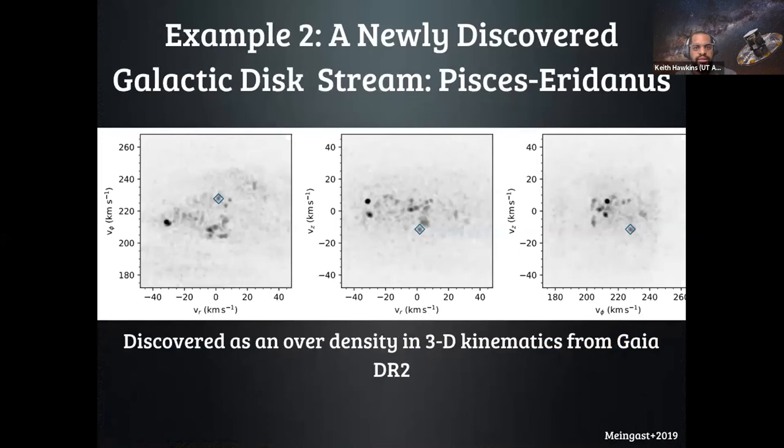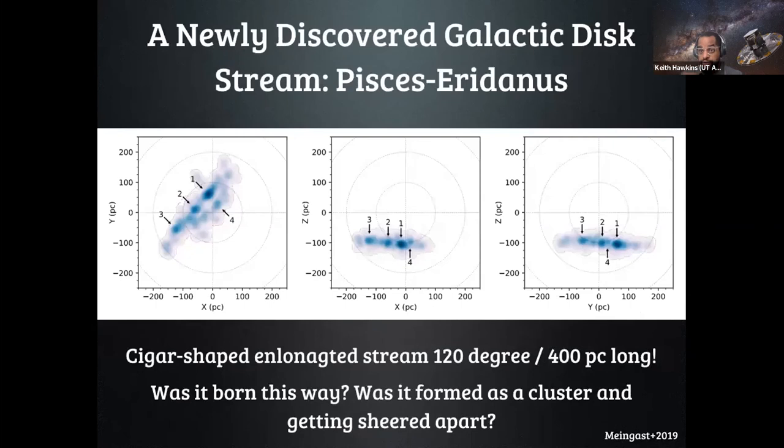The second example I'll give in the last couple of minutes here is something that we've been working on just now, and that is on these young stellar streams that are being discovered in the galactic disk. We're using chemistry to try and understand these streams. This is an example from Meingast 2019, where with the exquisite Gaia data they were able to show that if you look at the VX-VY, VZ-VY, or VZ-VX diagram, you find these beautiful overdensities in the kinematic spaces. In particular, they found an overdensity in kinematic space where all the stars were moving together. This was undiscovered before, and if they plotted this up in XY, XZ, YZ space, which is shown here, they found that this structure is a 400 parsec long string of stars.